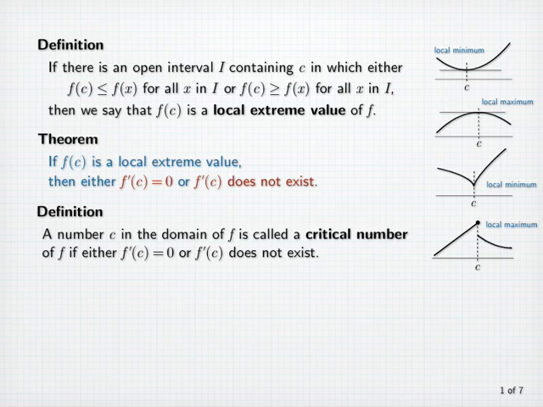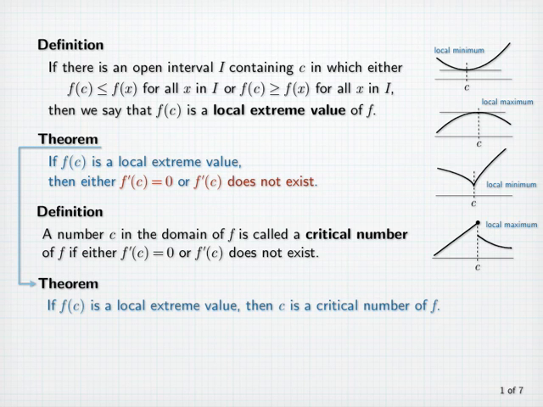And with this definition, we can now restate the previous theorem as follows. If f of c is a local extreme value, then c is a critical number of f. In other words, the local extreme values of f occur among the critical numbers of f. But be careful, the converse of this theorem is false, as the following pictures indicate.